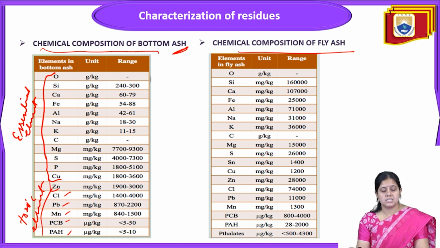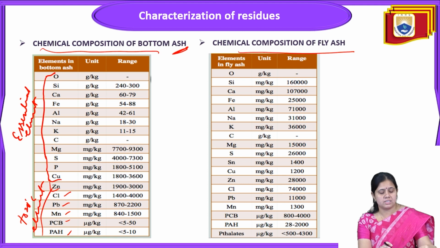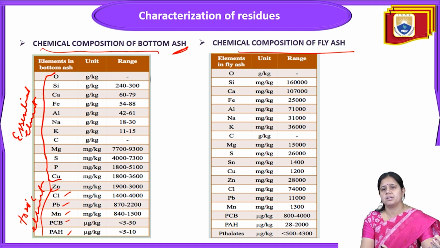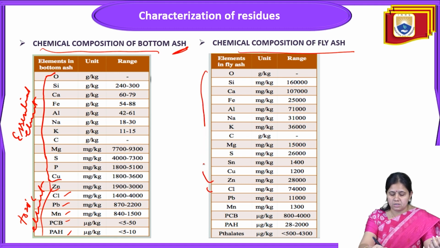So in this way, we can see that the bottom ash and fly ash will contain many useful elements also. It will have some essential elements and some toxic elements also. These toxic elements are very dangerous, but these essential elements are very much required for the growth of a plant also, because this bottom ash will have some essential elements and some toxic elements also. Like in case of fly ash also, you can see that elements up to zinc are the essential elements, meaning they will be required by a plant.